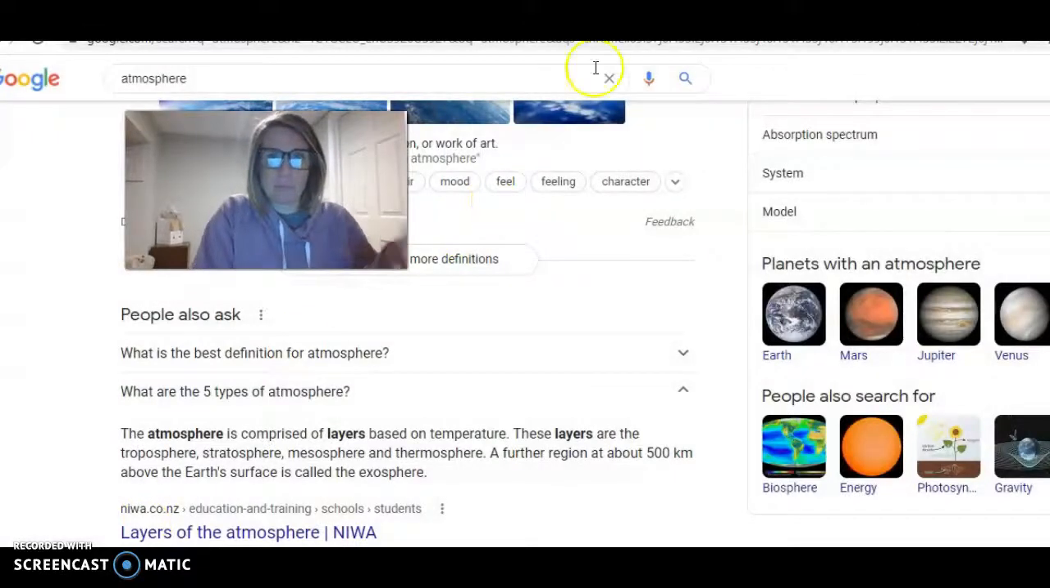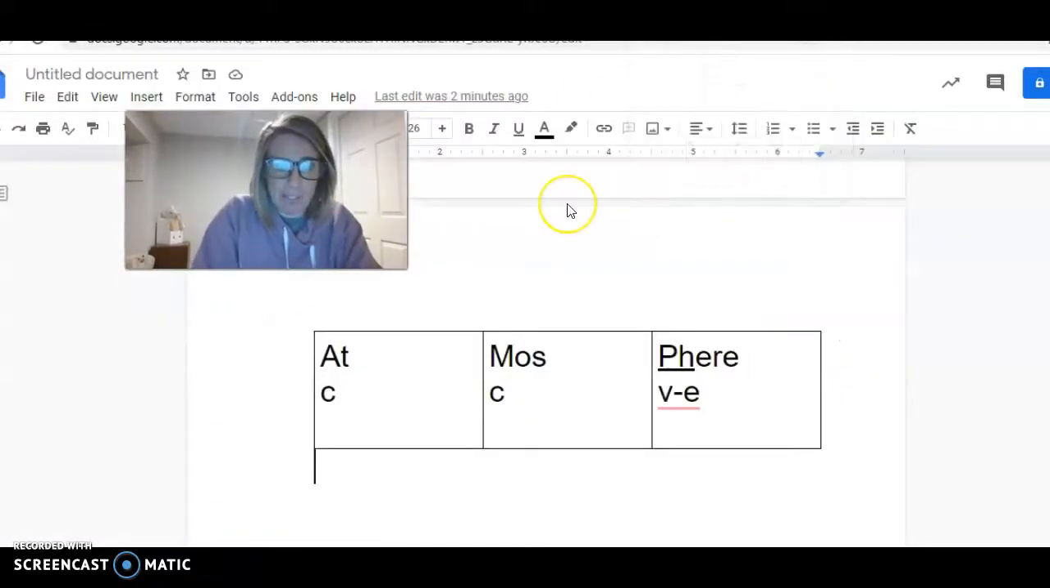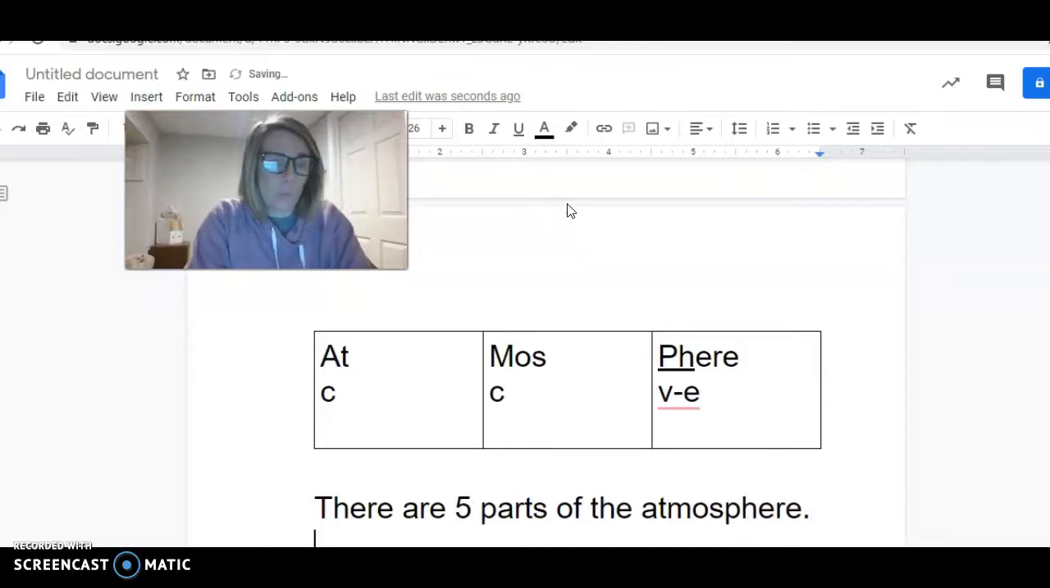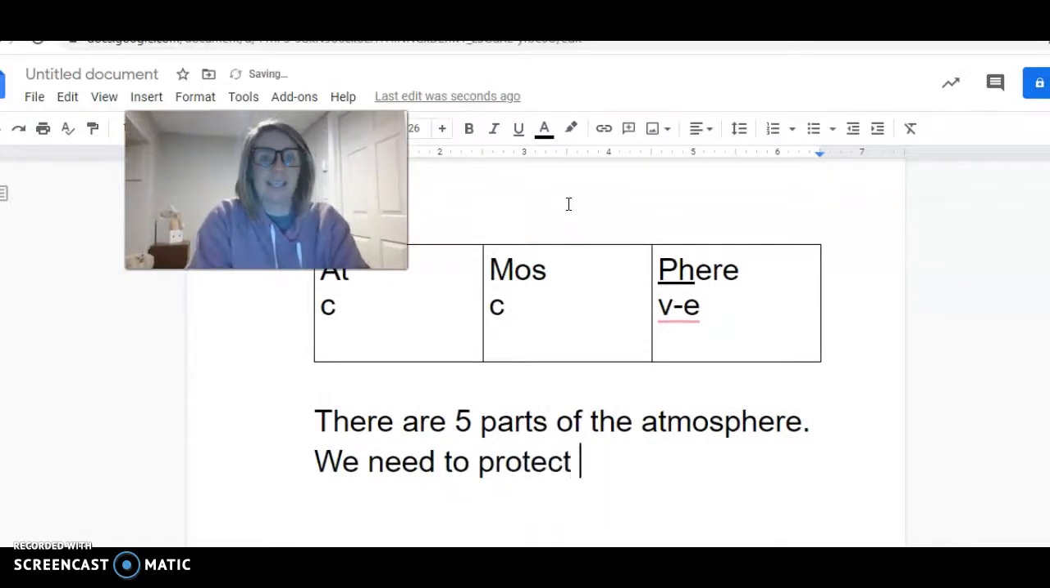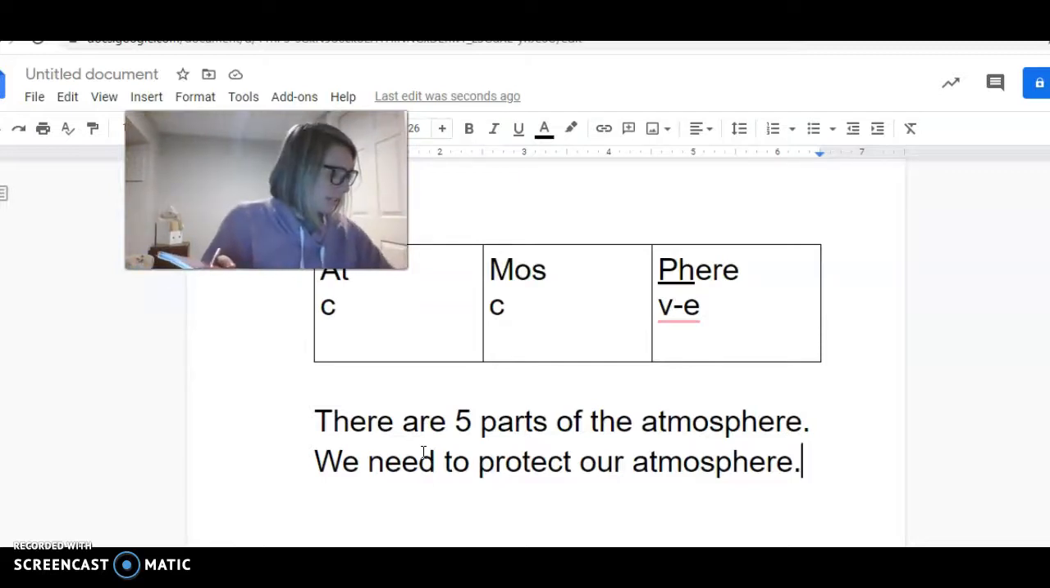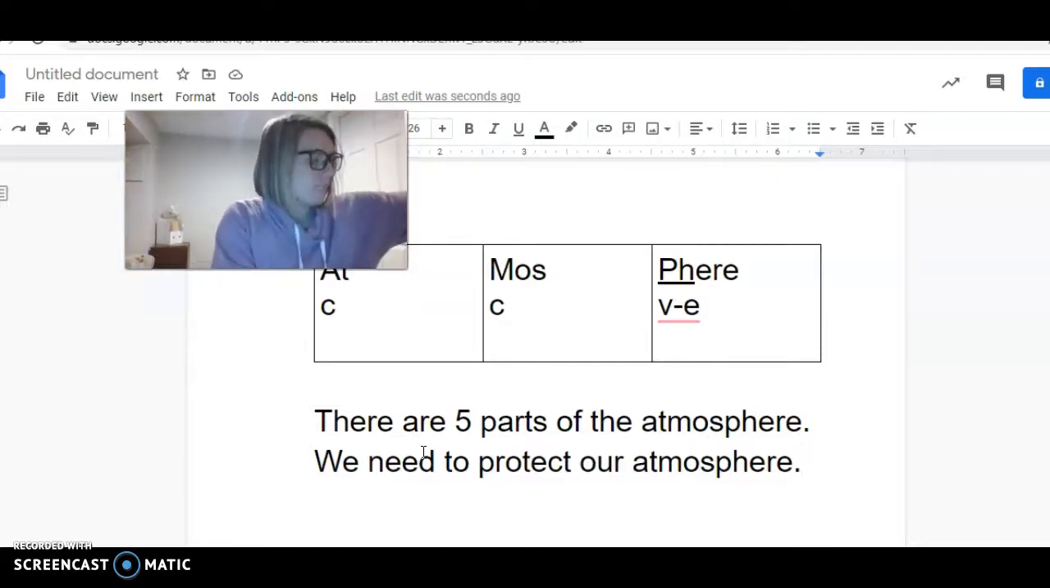Okay, so what should our sentence be? We just learned a whole bunch of facts. Maybe our sentence could be, there are 5 parts of the atmosphere. Or we could write, we need to protect our atmosphere. Whichever sentence you like. You can pick one to write in your notebook. Okay, so once you've marked the word in your notebook in the vocabulary section and also added the sentence, we are going to go into a dictation.